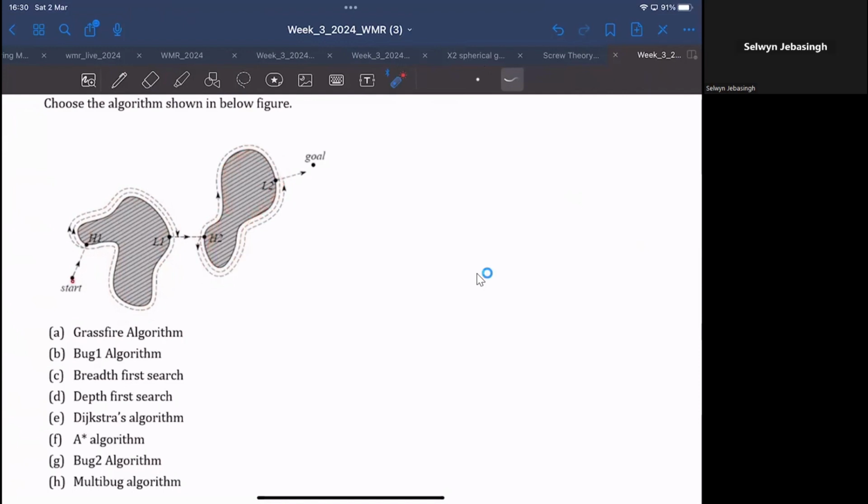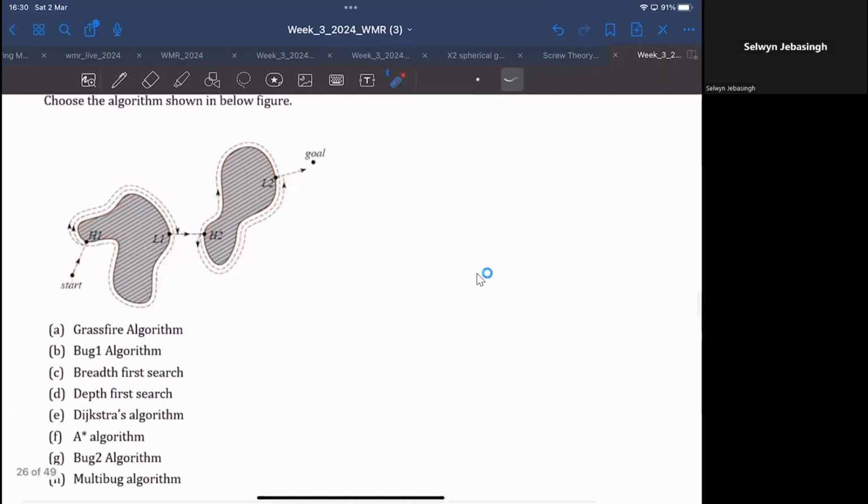So the robot starts from here, goes around a full loop, then comes back. And when it reaches the point that has the minimal distance to the goal, it will depart. Then it will encounter the second obstacle and do one full loop. Again, once it reaches a point that has minimal distance to the goal, it departs.